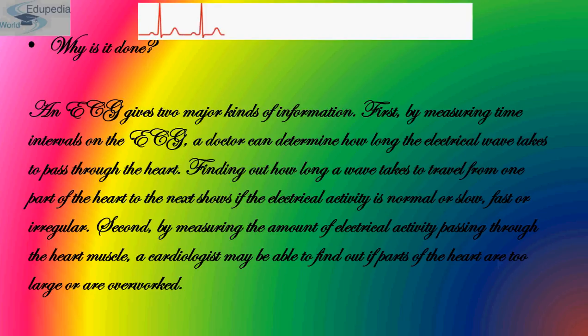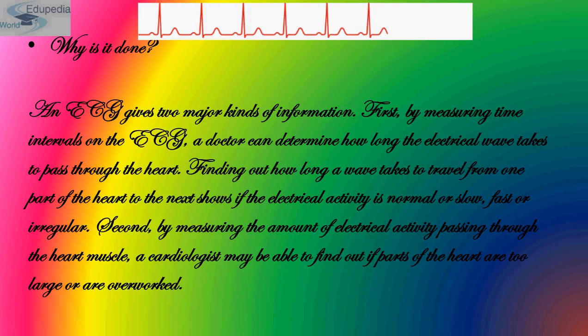Now, why is it done? An ECG gives two major kinds of information. First, by measuring time intervals on the ECG, a doctor can determine how long an electrical wave takes to pass through the heart, and thus can find out how long a wave takes to travel from one part of the heart to the next, and whether the electrical activity is normal, slow, fast or irregular.